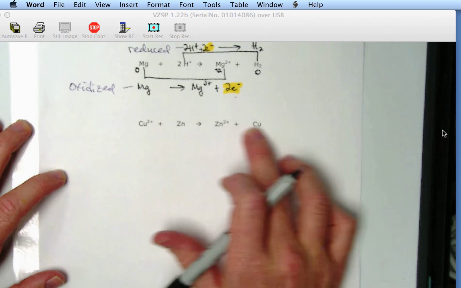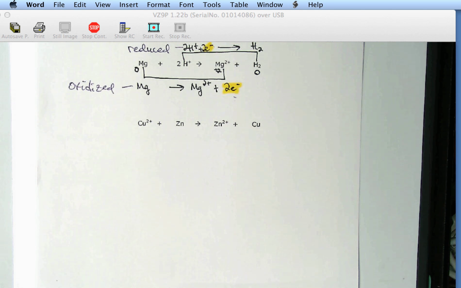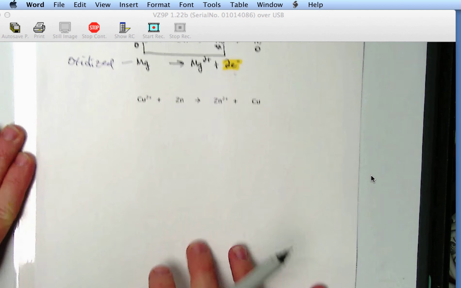All right, work this one on your own. See if you can come up with this one. So I see a lot of you getting the correct answer.